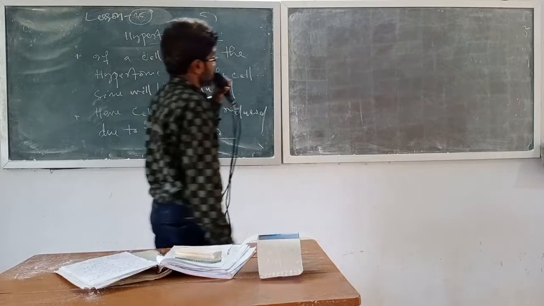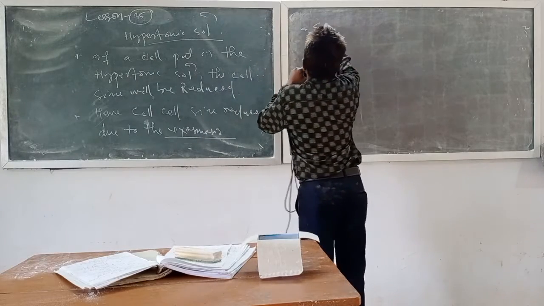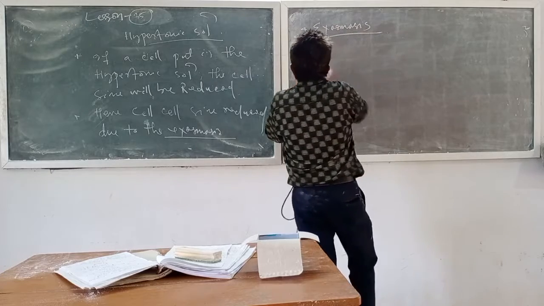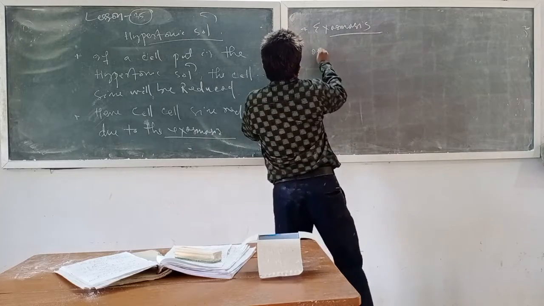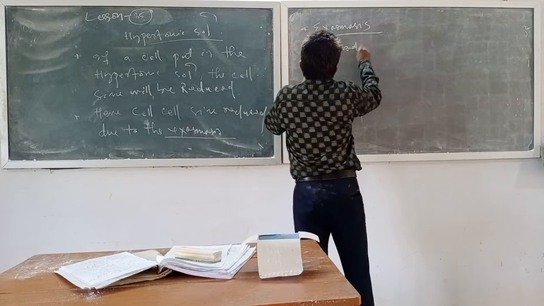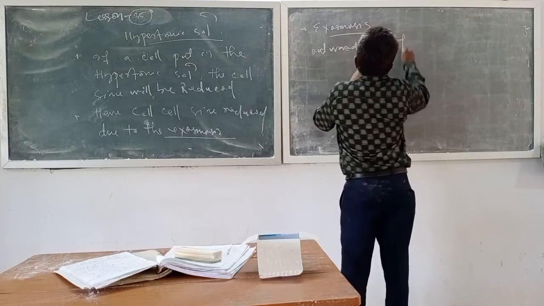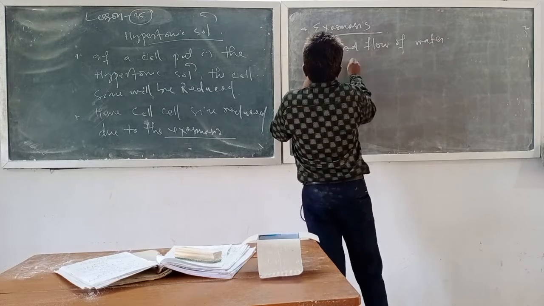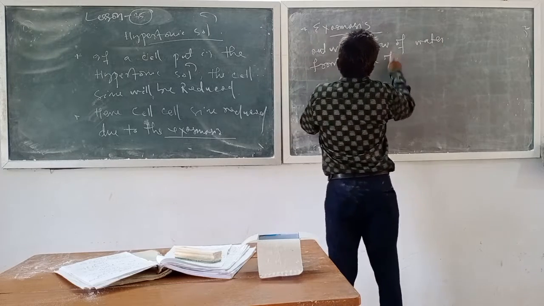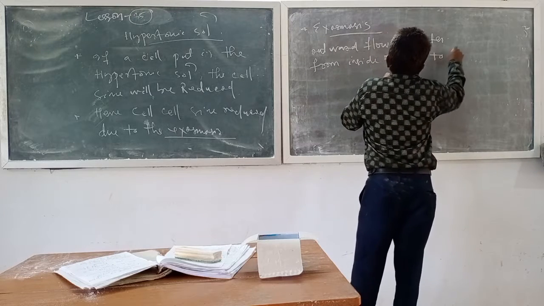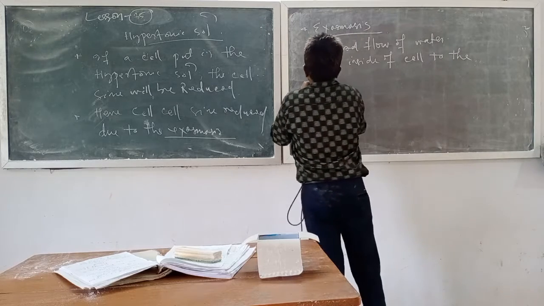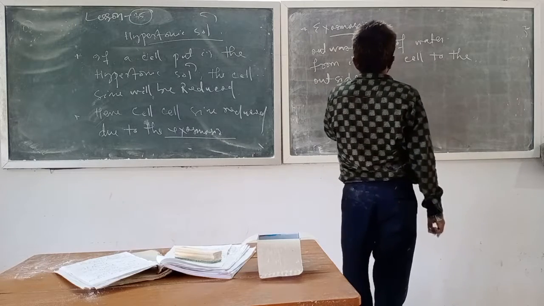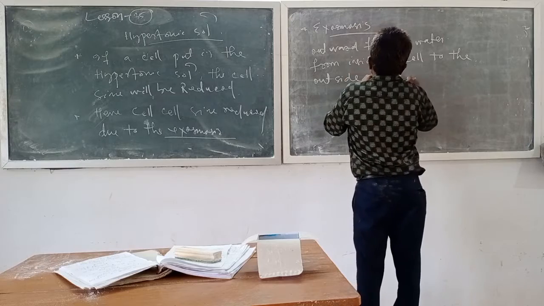Exosmosis. What is exosmosis? Exosmosis is the outward flow of water from the inside of the cell to the outside of the cell.